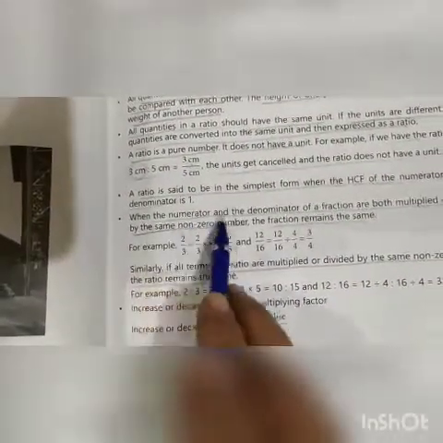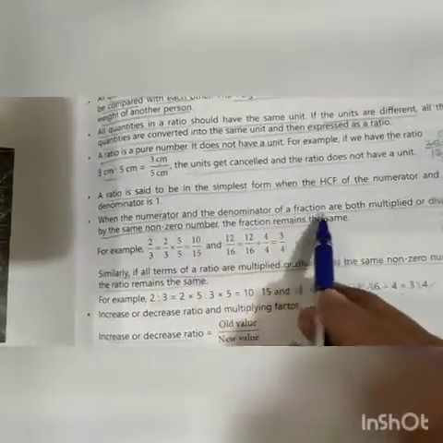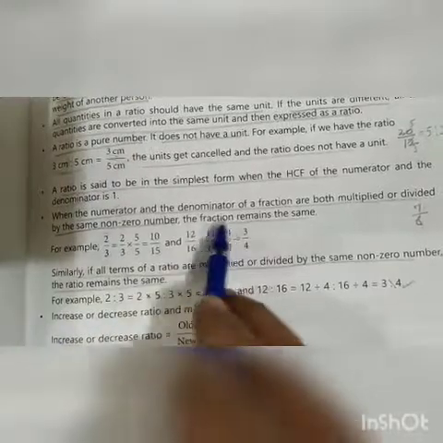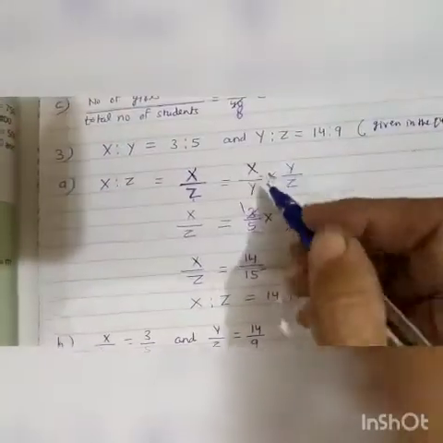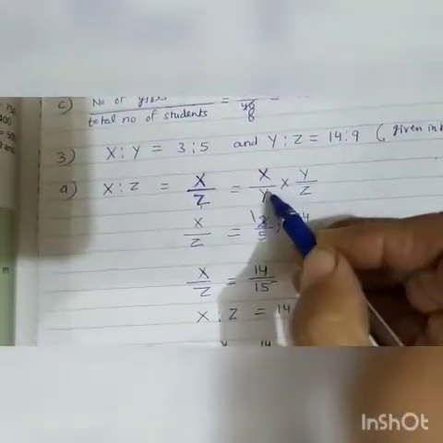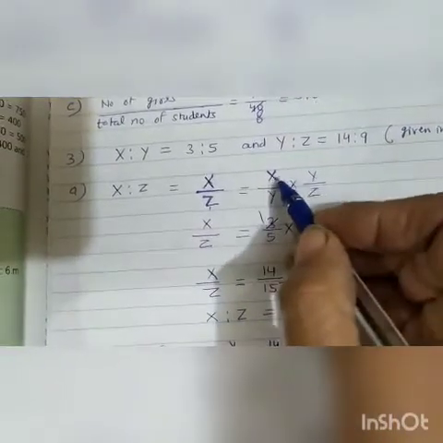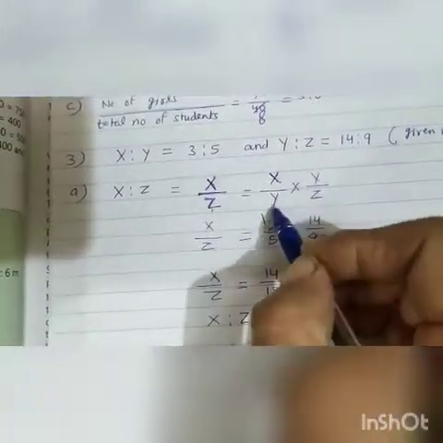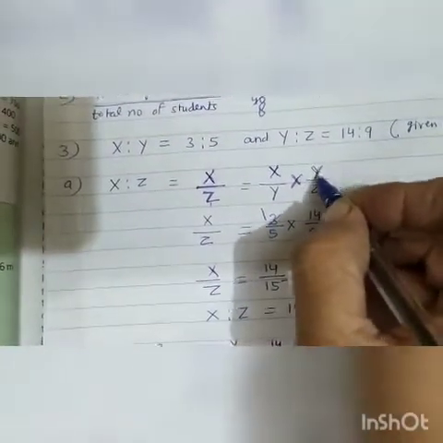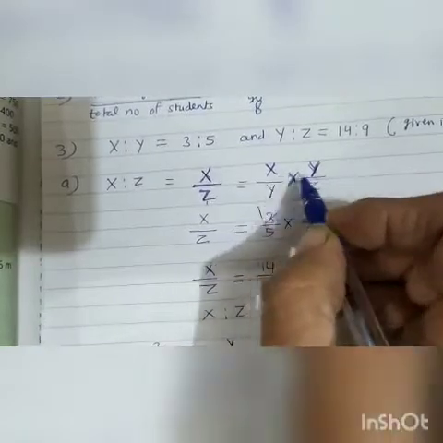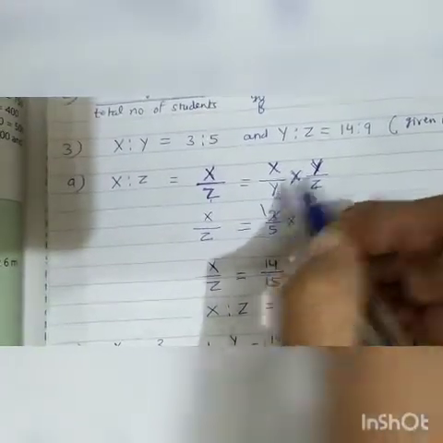See, when the numerator and denominator of a fraction are both multiplied or divided by the same non-zero number, the fraction remains the same. So, using this property, we will divide this x upon z by y and multiply by y. We will write this x upon y into y upon z. Here we are multiplying by y and dividing by y.